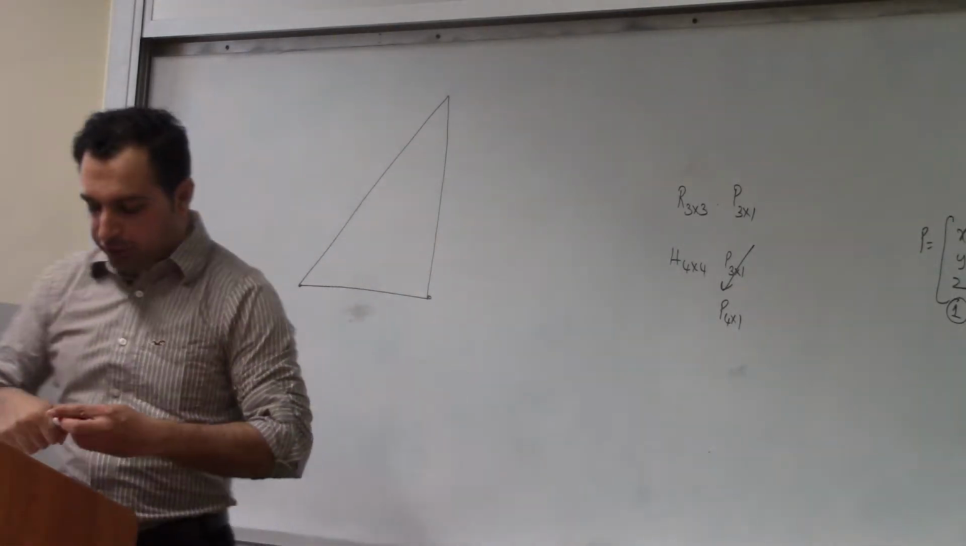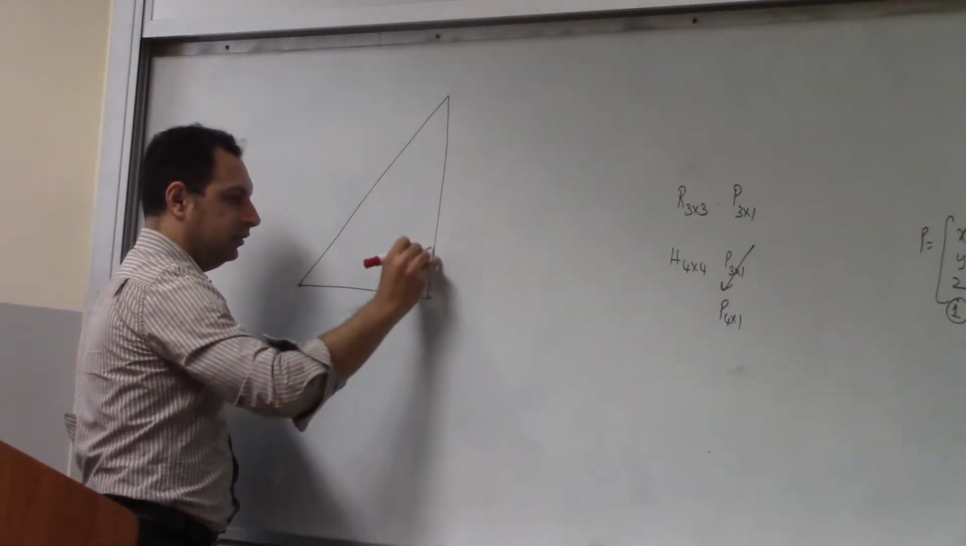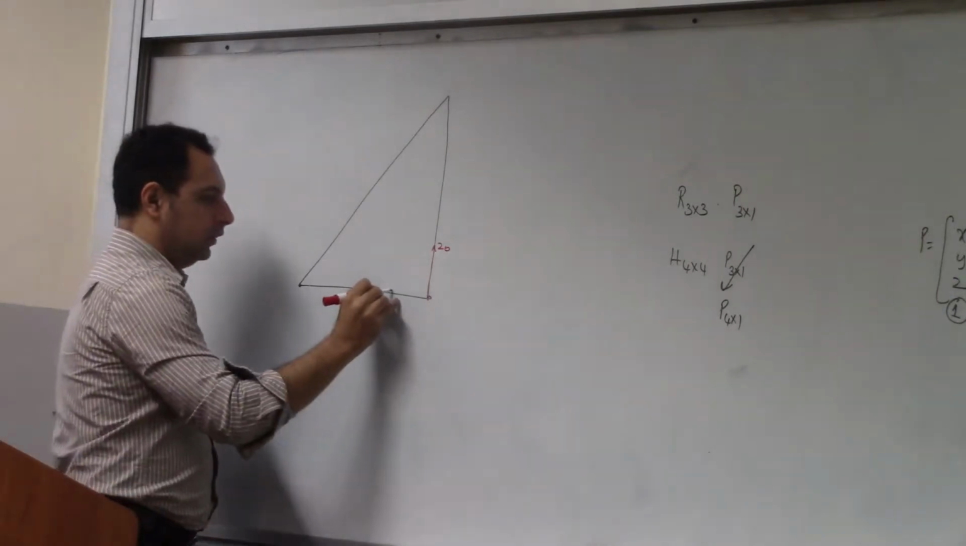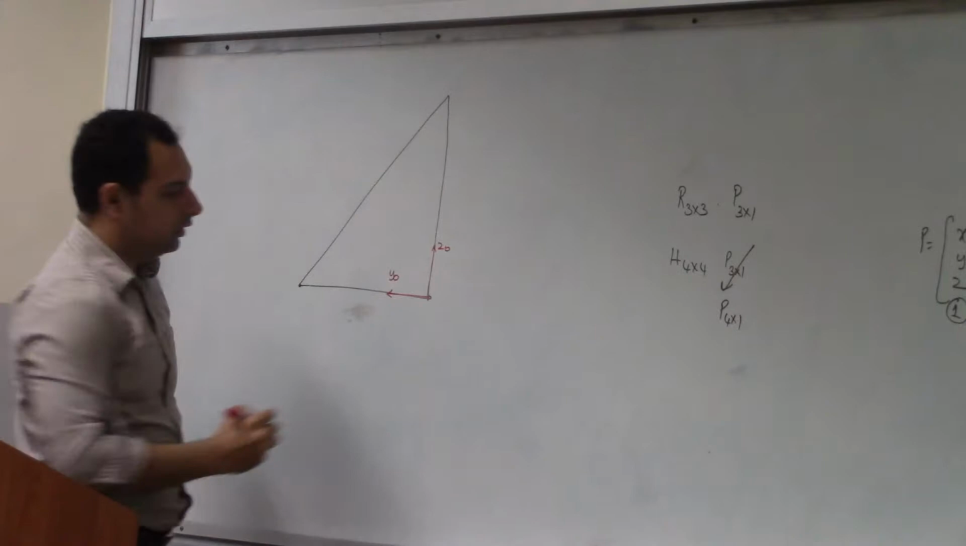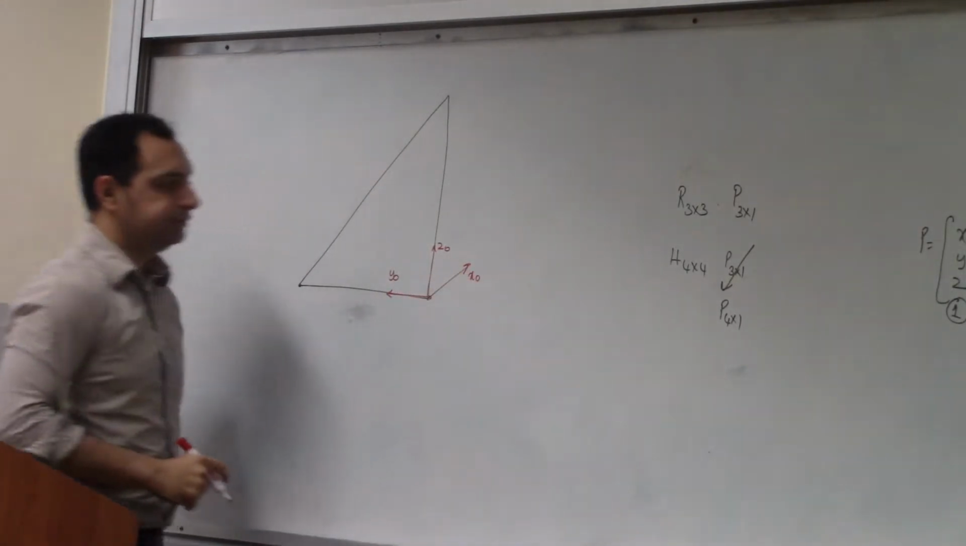Okay, so we have 3 frames here. The first frame is this. We have Z0, Y0, and X0 is into the board. X0 goes within the board.